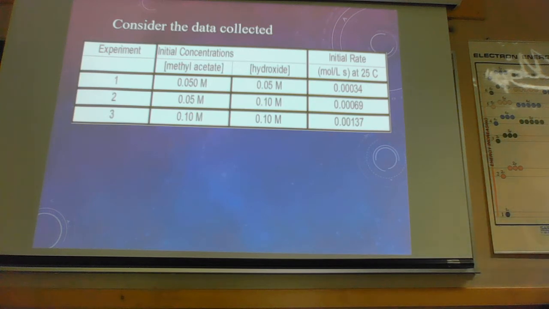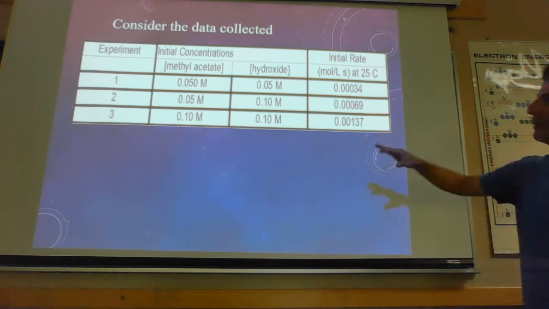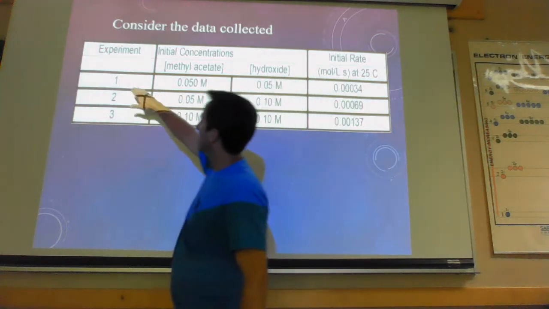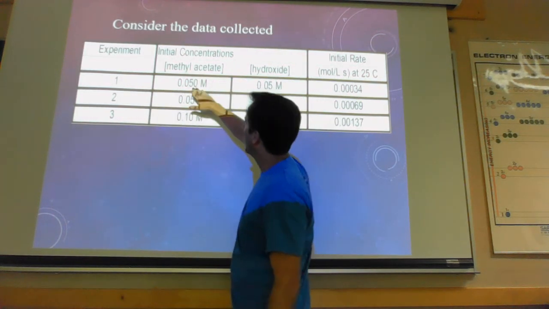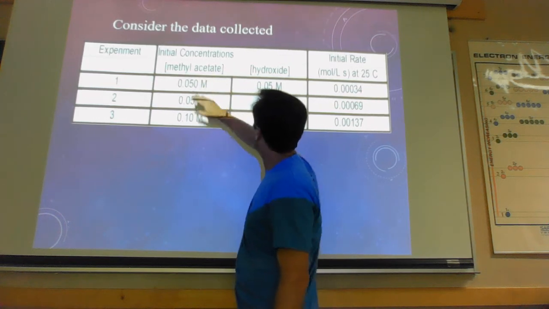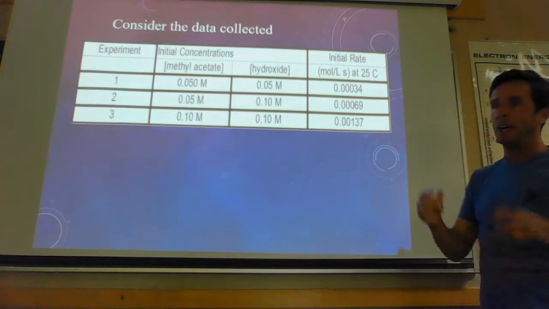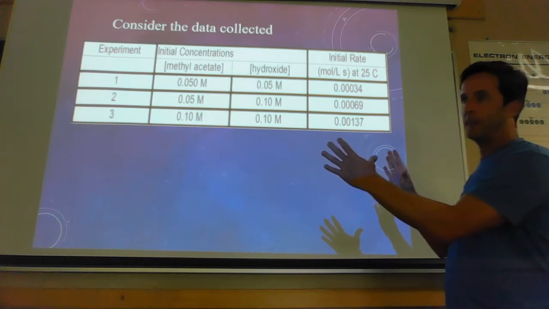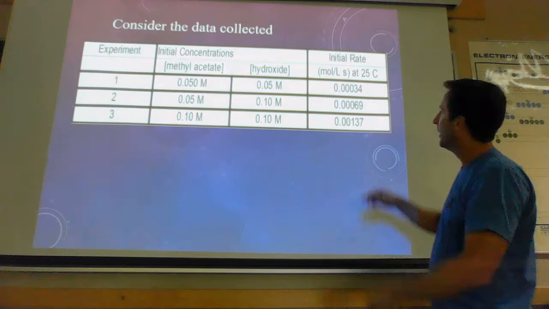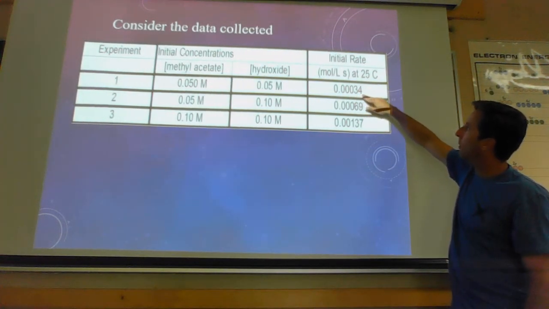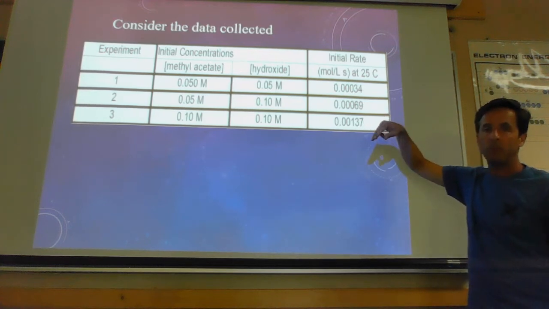So the method of initial rates. What we're going to do is perform the same experiment several times. But each time we do the experiment, we're going to slightly change one of the concentrations of the reactants. Okay, so I look at this data table. The first row is experiment 1, where I mix together 0.05 molar methyl acetate and 0.05 molar hydroxide. So those two things were mixed. I collected the data. I built the graph. I determined the initial rate at the beginning from the first point, and the value that we got was 0.00034 molar per second. Okay, so that's one experiment.